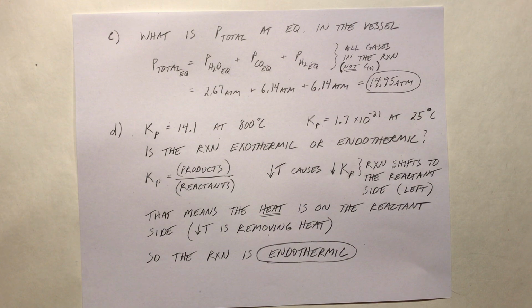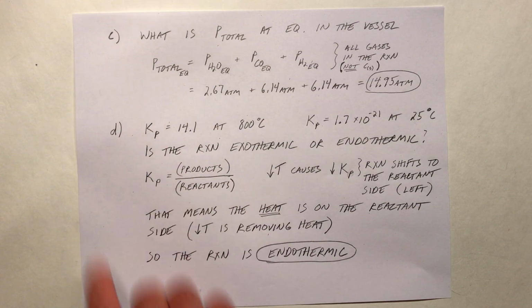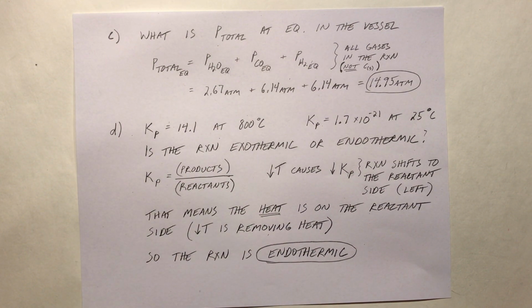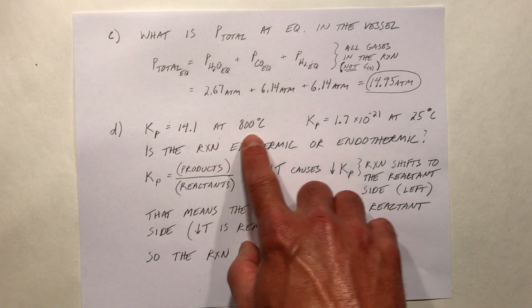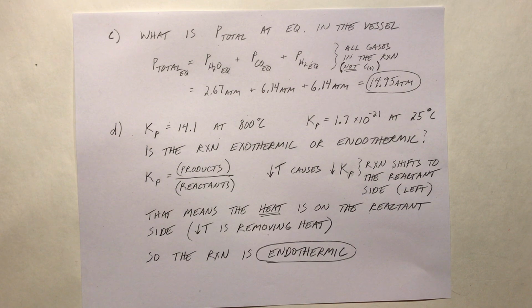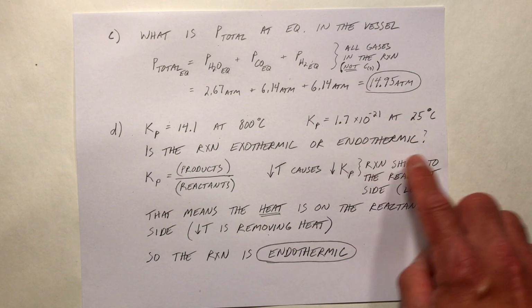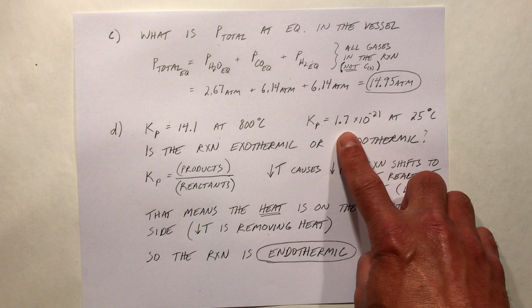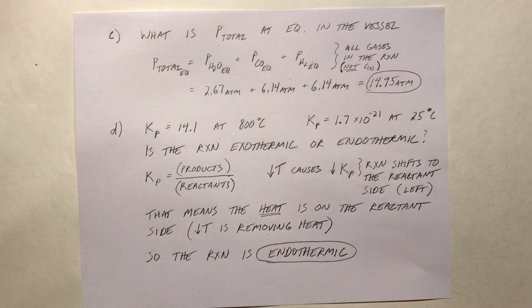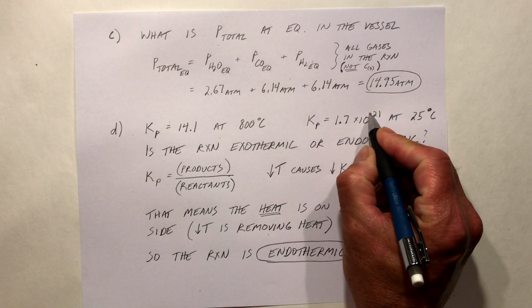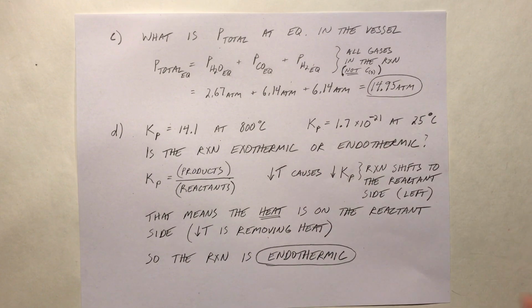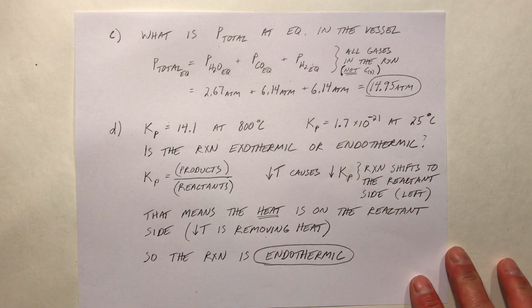Okay, so then D, another question regarding that same equilibrium reaction. Since Kp was 14.1 at 800 degrees Celsius, if we cool it off to 25 degrees Celsius, Kp gets really small, 1.7 times 10 to the negative 21st power. Just to emphasize that, that's a negative there. That's going to make it a really, really tiny equilibrium constant at that temperature.